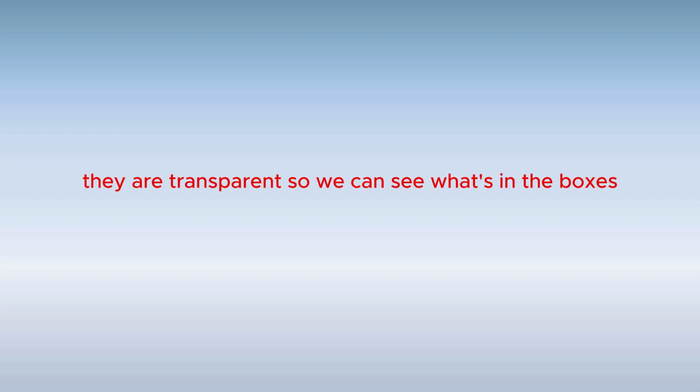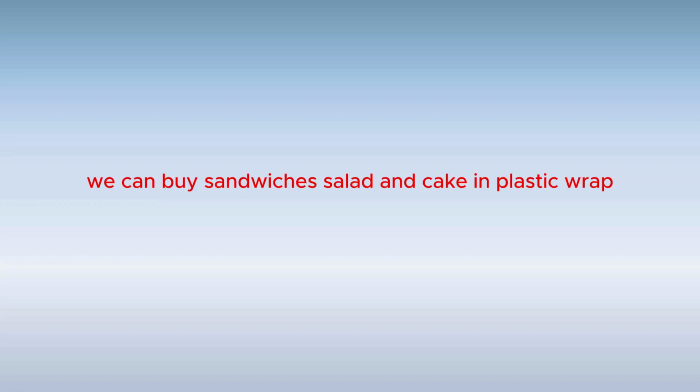Many plastic boxes are transparent. They are transparent so we can see what's in the boxes. We can buy lots of food in plastic wrap. We can buy sandwiches, salad, and cake in plastic wrap. The food is in plastic wrap to stop it going bad.